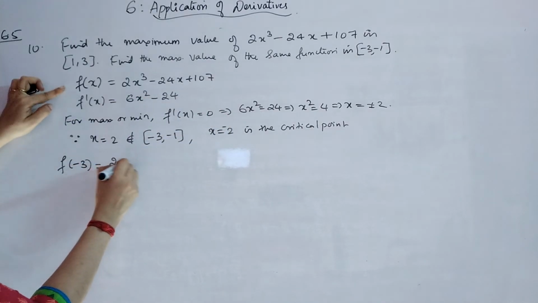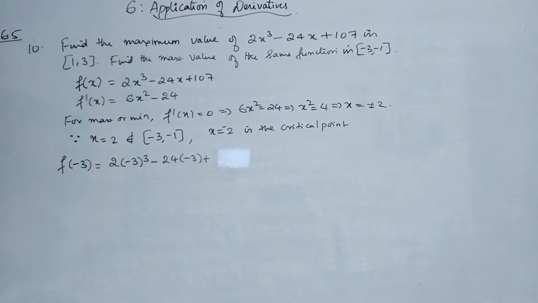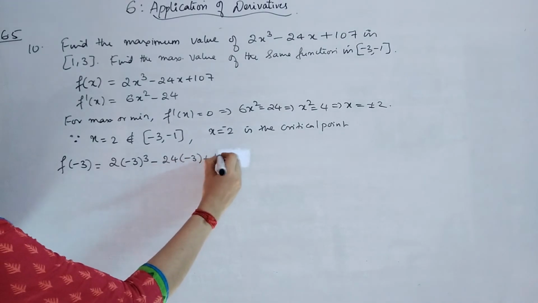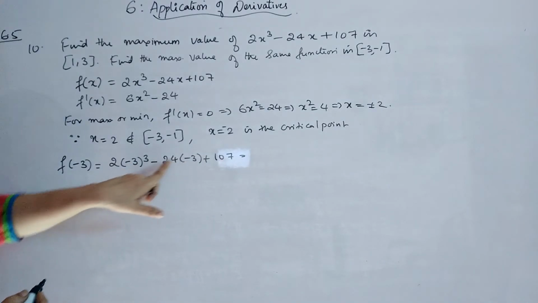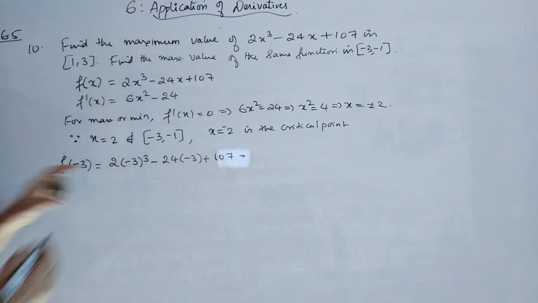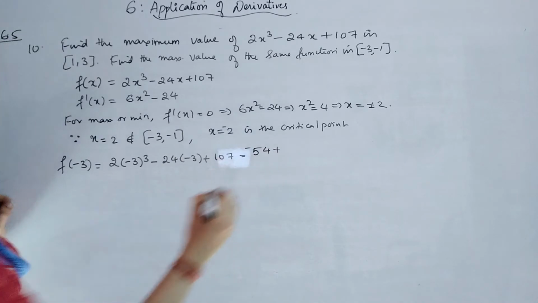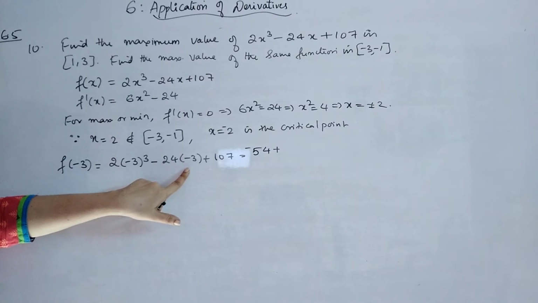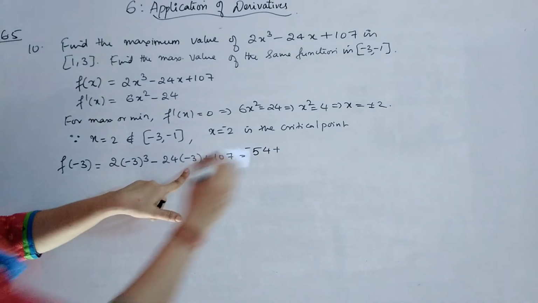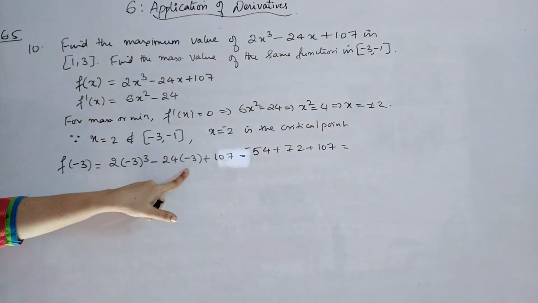F of minus 3 will give you 2 into minus 3 the whole cube minus 24 into minus 3 plus 107. Here you will get a negative sign, here this will become positive. So 2 into 24 is 48 for negative, plus 24 into 3, which will give you again 72, plus 107. So what is the value which you are getting for f of minus 3?